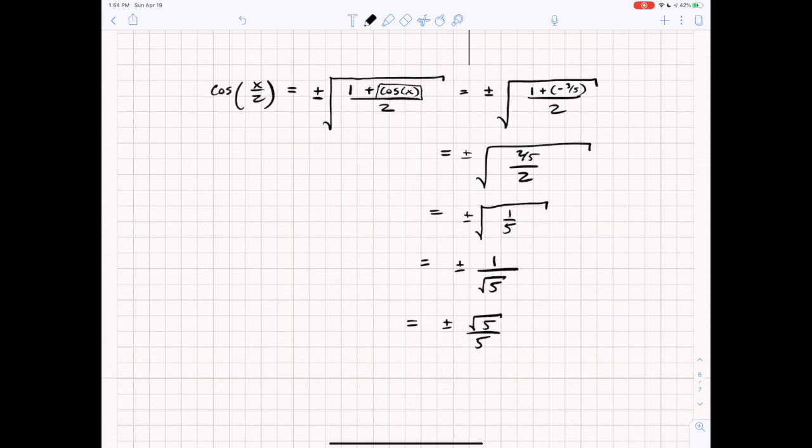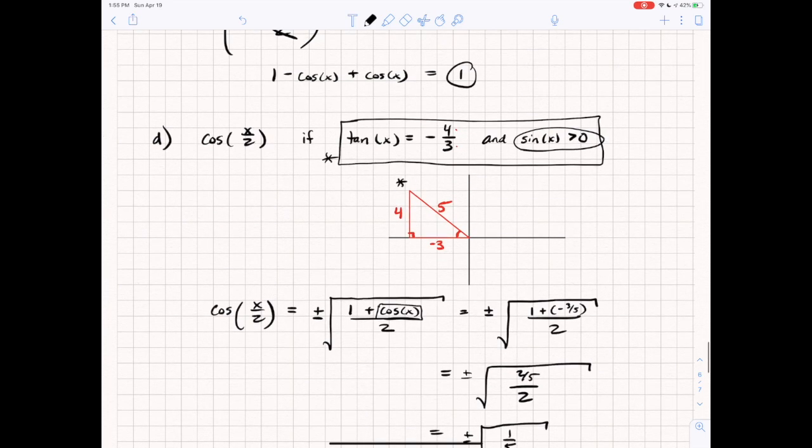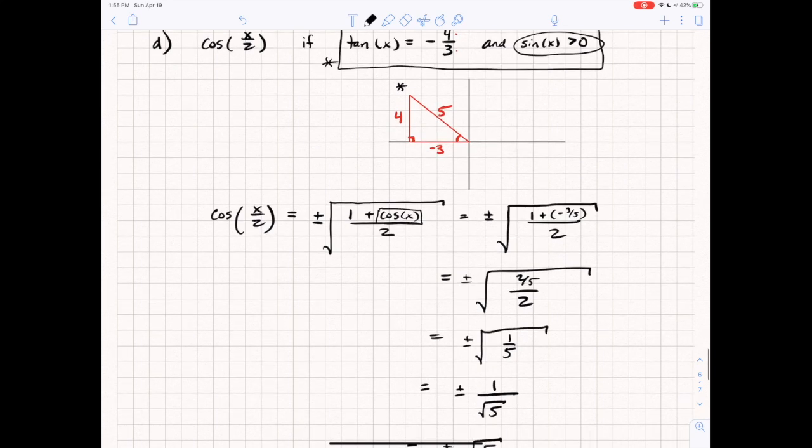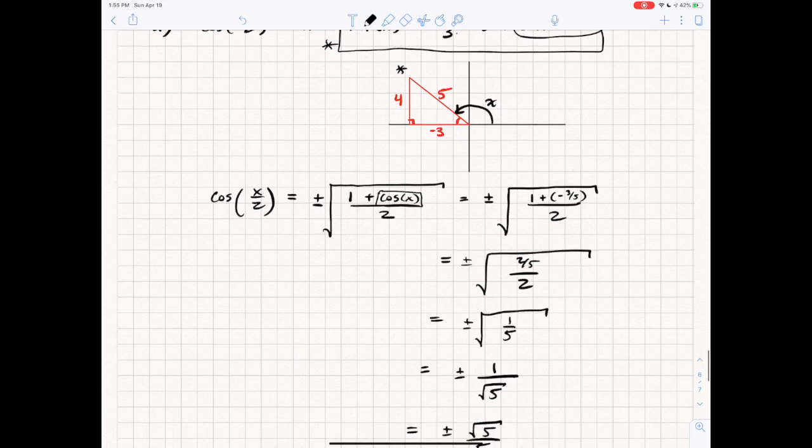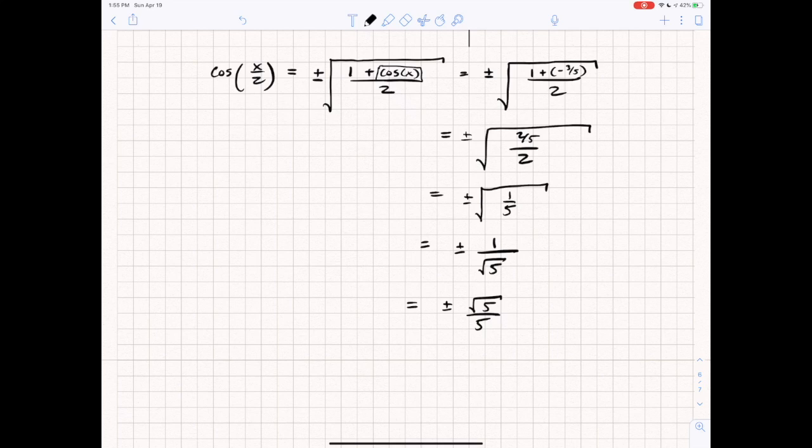Now here's my question to you. Is the answer positive or is the answer negative? And that's the tricky part. If x is in quadrant 2, x traveled to here based on what we knew. If you were to take an angle in quadrant 2 and divide it by 2, what quadrant do you have to be in? So I would argue that x over 2 has to be in quadrant 1, meaning that because I'm in quadrant 1, cosine of x over 2 has to be positive.